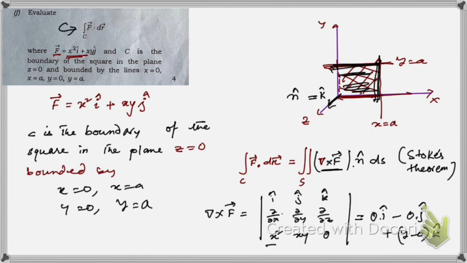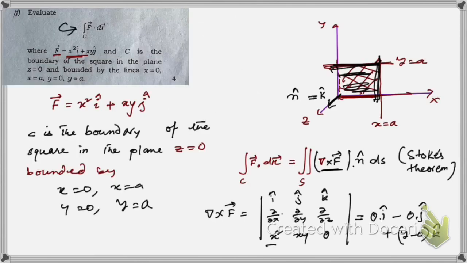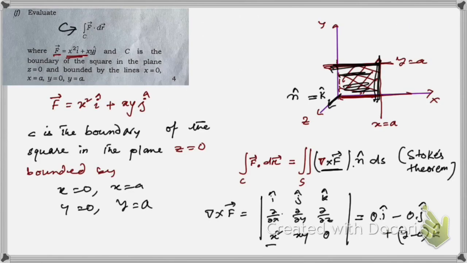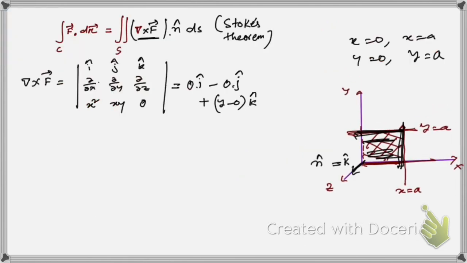So now let me copy these things and paste them in the next slide. This is the next slide, and let me also copy the boundaries. These are the boundaries, right? And let me copy the diagram as well. So this is the diagram. Right, so that is what we have got, so the curl is equal to y k cap.